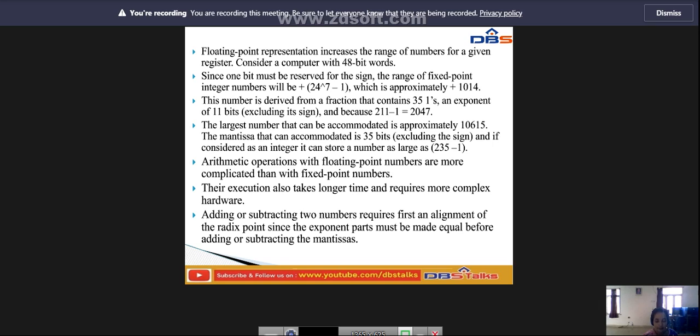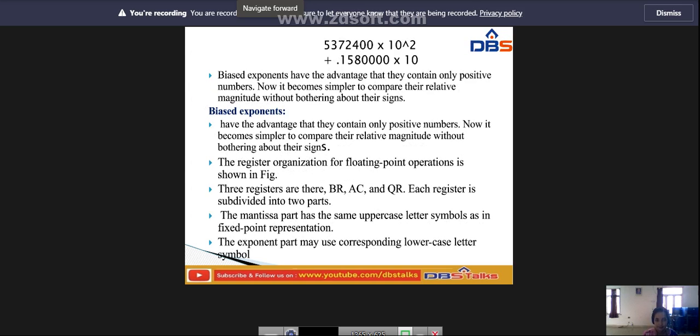So a computer with a shorter word length uses 2 or more words to represent a floating point number. So an 8-bit microcomputer uses 4 words to represent one floating point number. One word of 8 bits is reserved for the exponent, and 24 bits of the other 3 words are used for the mantissa.